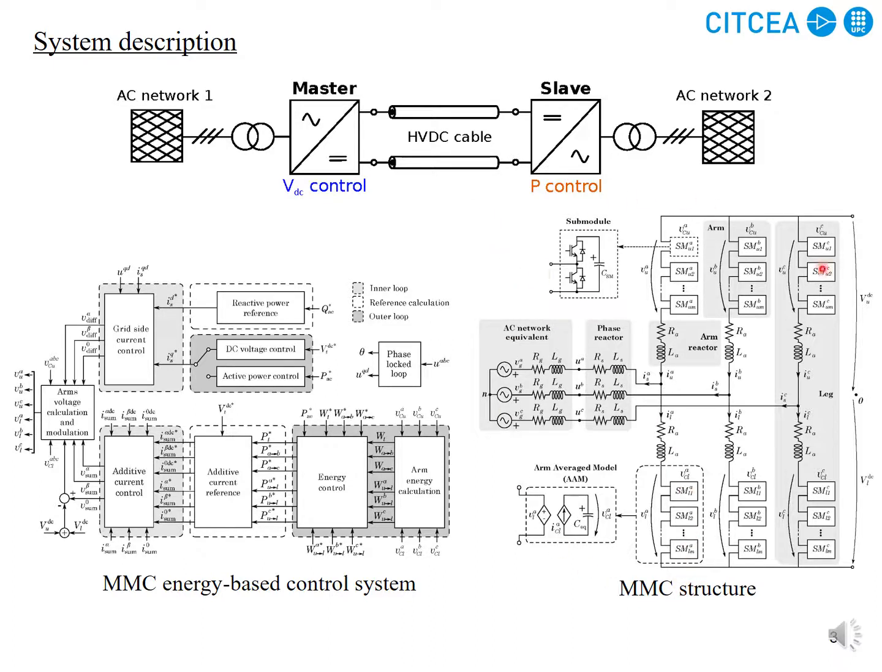MMC structure is presented here. As you can see, it's a typical MMC configuration. Submodules are half bridge. MMC is connected to a rather strong AC network. The short circuit ratio is 10, which means the AC network is really strong. And the AC network imposes the frequency and the AC voltage of the MMC. So the MMC can control the power or the DC voltage.